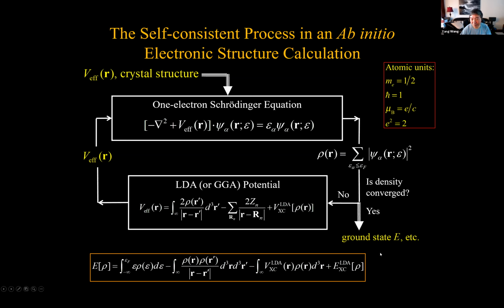If it is converged, then we calculate the ground state energy, which is the many-body total energy. That's the many-body energy. So that's based on density functional theory.